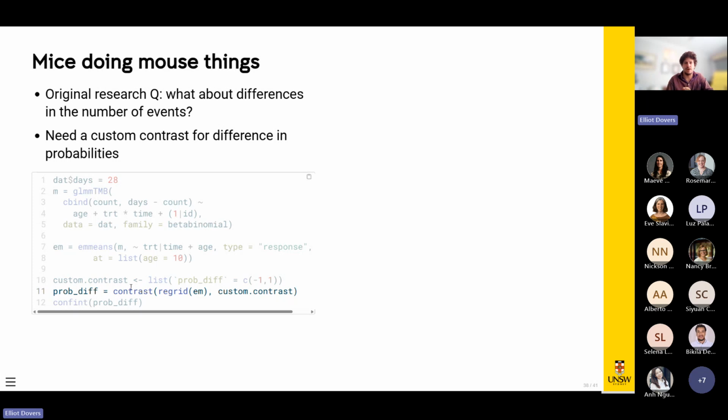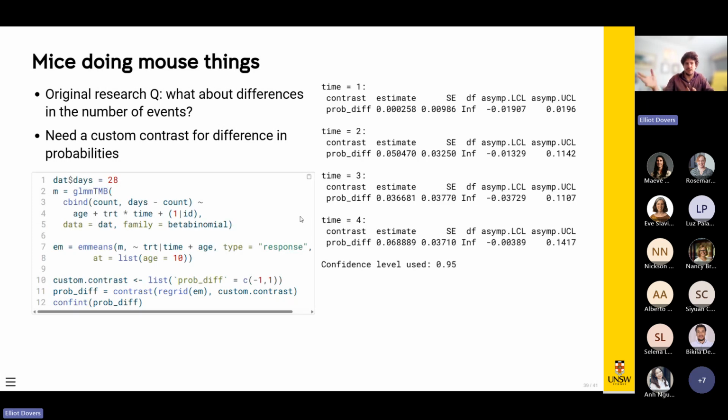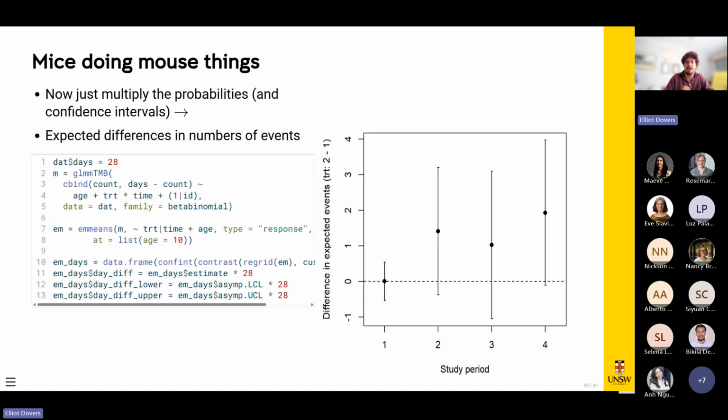And then I'm just looking at a contrast, and I've got my custom contrast here. And then I can get out my confidence intervals or estimates of the difference in daily probability of the event occurring and my confidence intervals. And so then from there, it's pretty simple. I can just multiply the probabilities and the confidence interval ends to get the confidence interval for my expected number of different numbers of events in each study period.